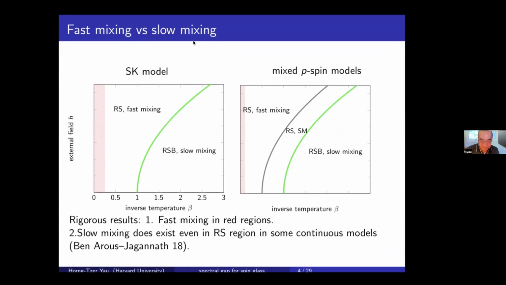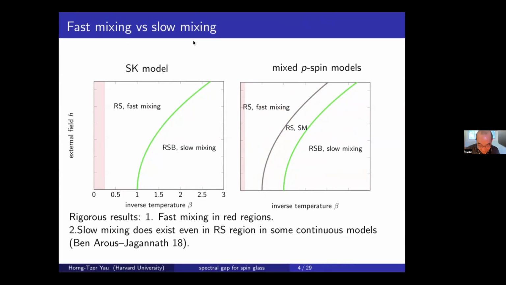Now there's fast mixing and slow mixing, so the picture starts to become more complicated. For the SK model, one expects that this whole region is fast mixing, and the dynamical transition and the static transition actually happen at the same place. But in general, for the mixed p-spin models, people believe there's another line here, with fast mixing on one side and slow mixing on the other. I think it's a very interesting behavior.